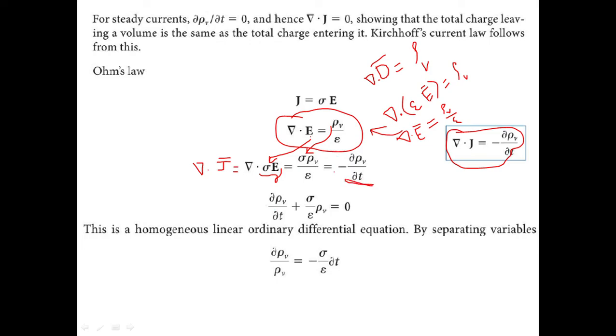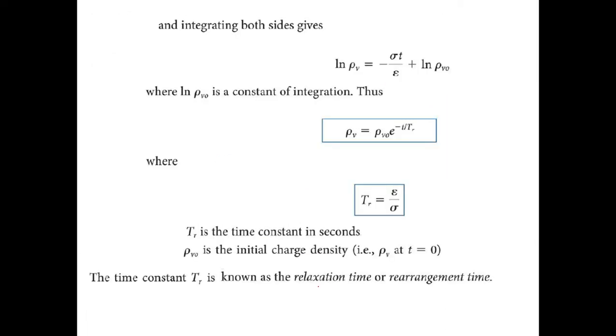Now, adding these two, taking this to the other side, it will become plus and is equal to 0. So this is a homogeneous linear ordinary differential equation. By separating the variables, you get dou rho v by rho v is equal to minus sigma by epsilon into dou t. So using some mathematical operations, they have obtained this one. Going to the next slide.